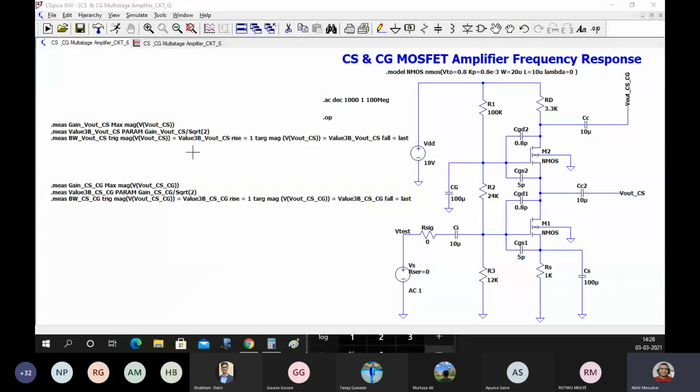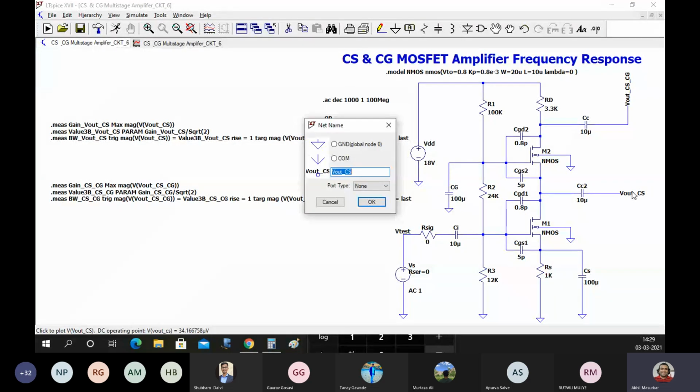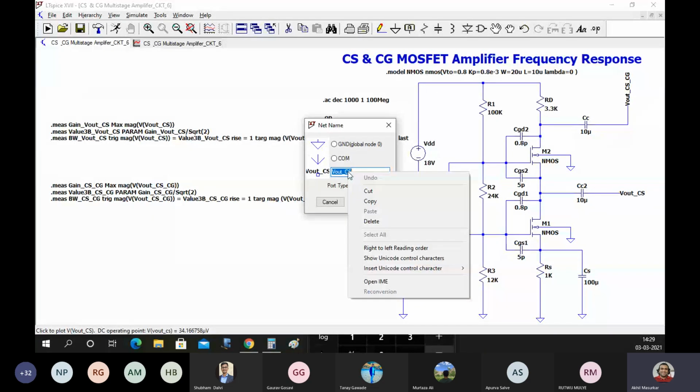Now here you please note that this is actually the input to the upper cascaded transistor. So that is why we have written here V out CS, and here we have written V out underscore CS underscore CG. So if you have written here V out underscore CS, then this same thing you should copy and put it here. So every V out before will now be V out underscore CS. So do that very carefully, otherwise the dot measure will give an error.